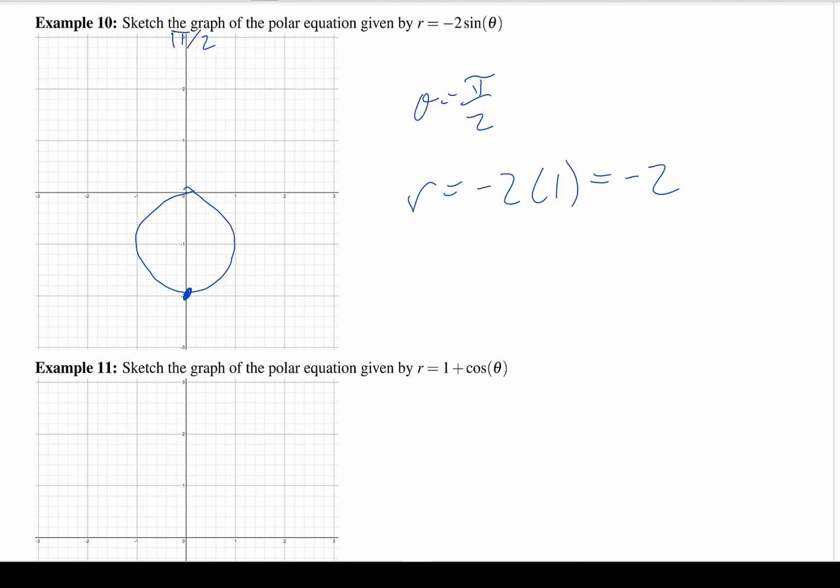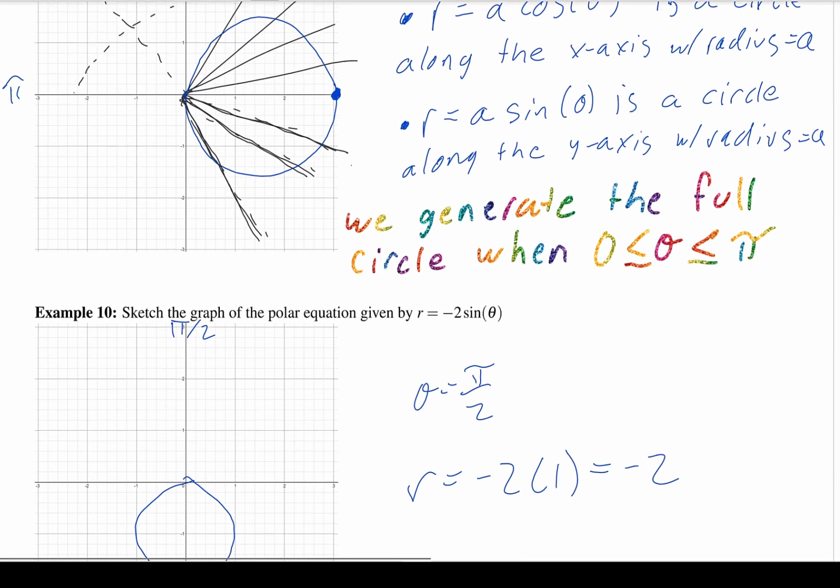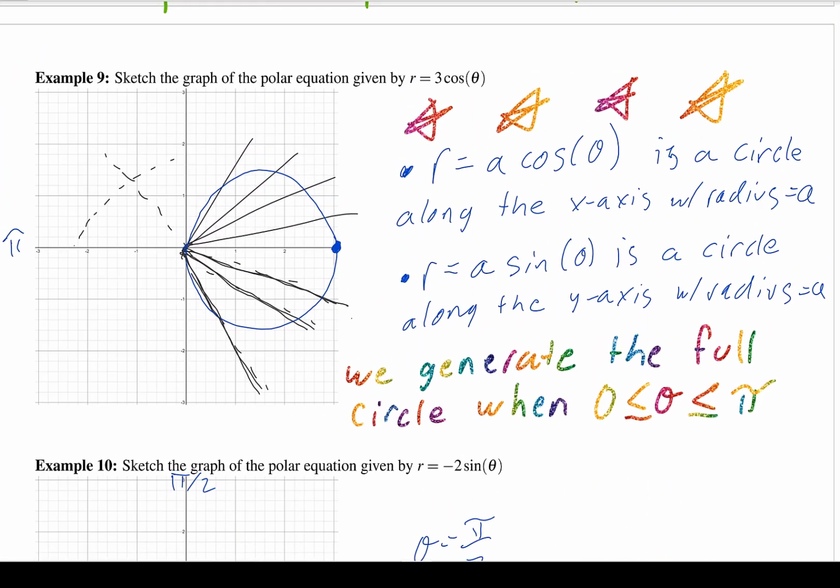Okay, so we can see from this, if we have a positive a, then our circle will be above the x-axis. If we have a negative a, it'll be below the x-axis. Similarly, if I have a positive a for a cosine theta, then our circle will be to the right of the y-axis. If I have a negative a value, then it will be to the left of the y-axis.